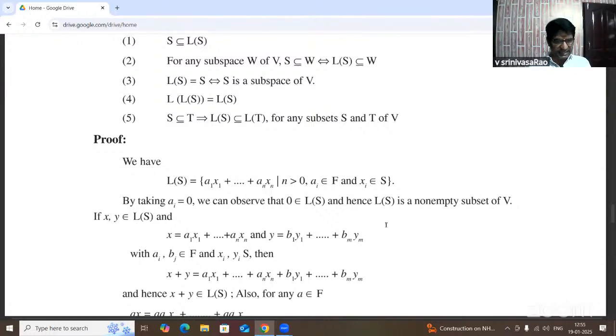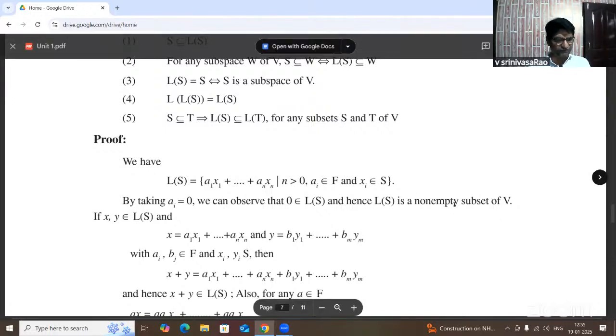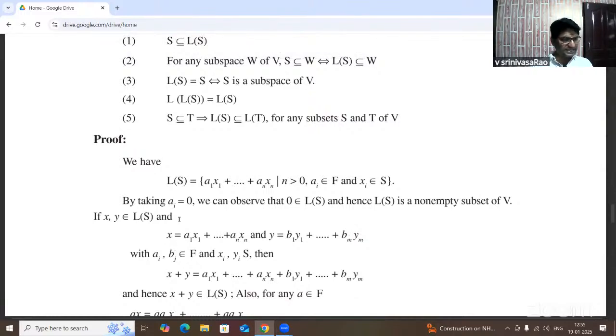So here the linear span must be a non-empty subset of V. We take two elements, X and Y, which are two vectors belonging to L of S. Because X can be written as a linear combination of vectors: X equals A1 x1 plus so on An xn, through the definition of linear span.